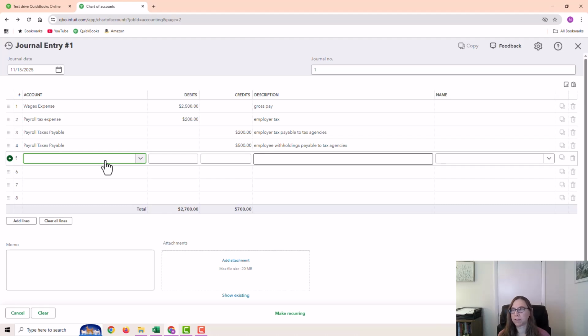Now we want to deal with the 401k or the retirement plan. Okay, so for this payroll, the employee deductions for their contribution to their retirement account was $300.